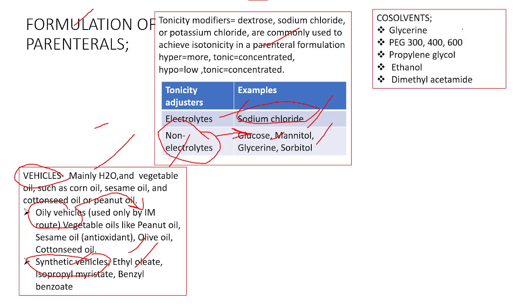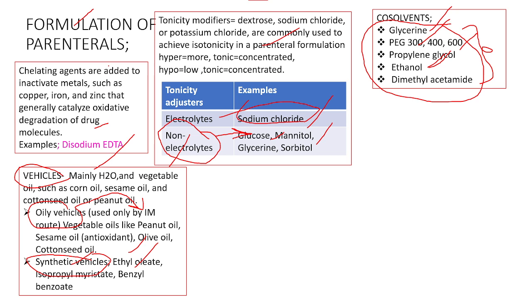Next one is co-solvents. The drug solubility in the aqueous phase, in the water, can be improved with the help of co-solvents. What are those co-solvents? Glycerin, polyethylene glycol, propylene glycol, ethanol. Many times they have asked in GPAT about ethanol and dimethyl acetamide.